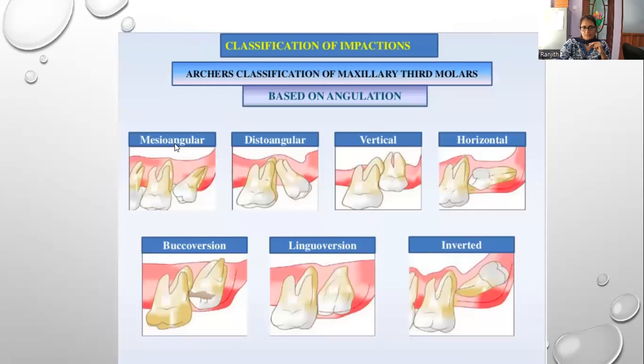Now coming to classification of the maxillary third molar impaction. This was put forward by Archer, and it is similar to Winter's classification, which is based on angulation. So the classification goes as mesioangular, distoangular, vertical, horizontal, buccoversion, lingoversion, and inverted.